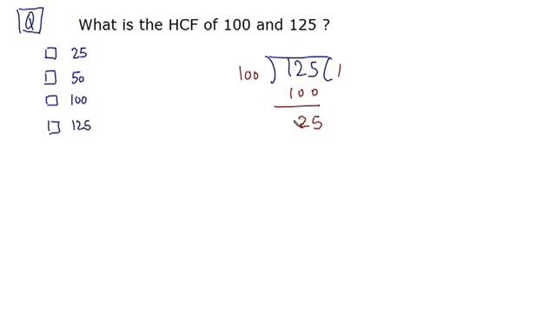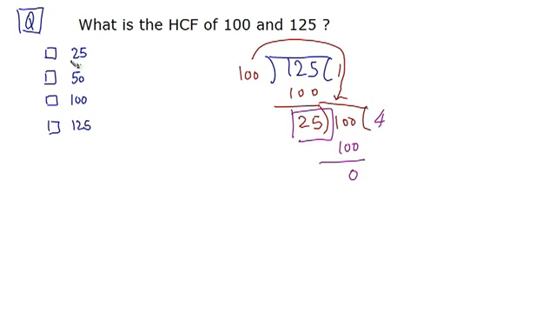Now the remainder here is not 0. So we have to again calculate the HCF of remainder and the divisor. So we have to calculate the HCF of 25 and 100. 25 is smaller, 100 is larger. So we have to divide 100 by 25. 25 times 4 is 100. And the remainder is 0. So when you get the remainder 0, then the divisor of the last step is the highest common factor. So 25 is the HCF. Therefore HCF of 100 and 125 is 25. So 25 is the greatest number that can divide both of these numbers.